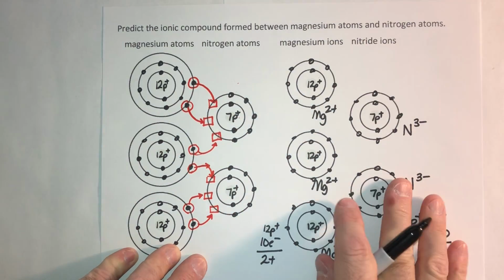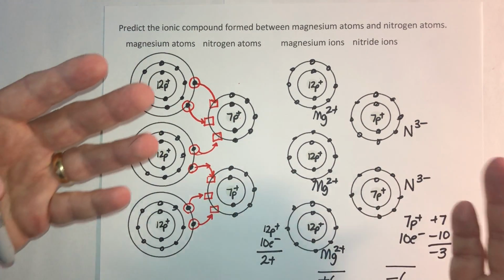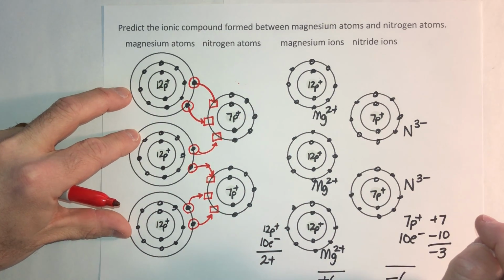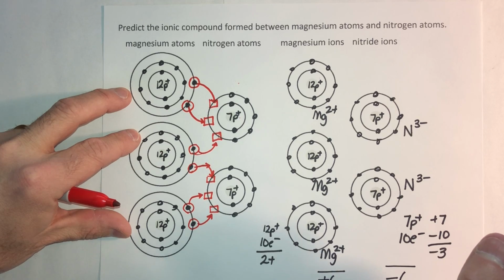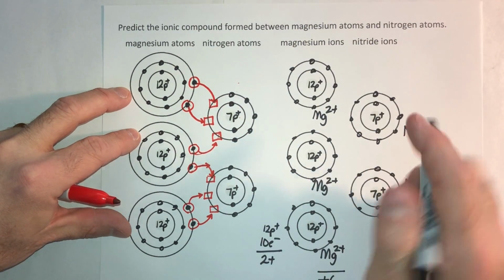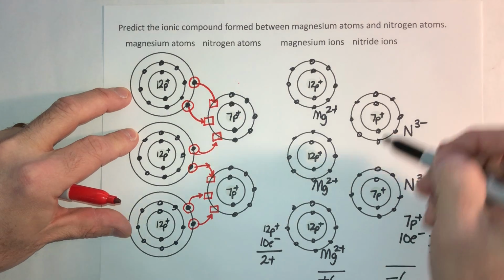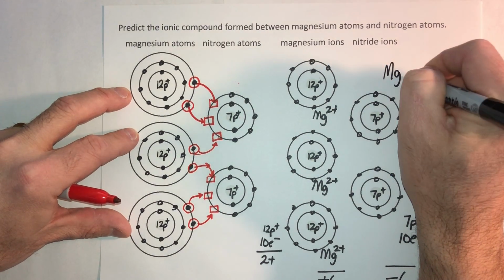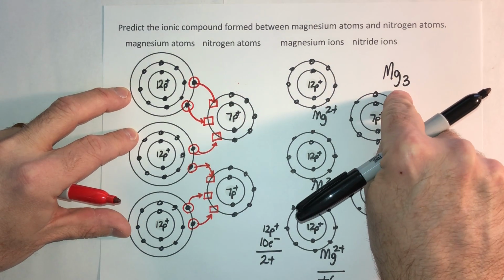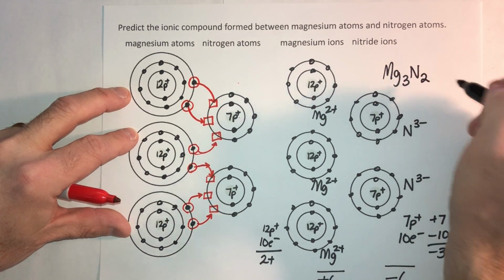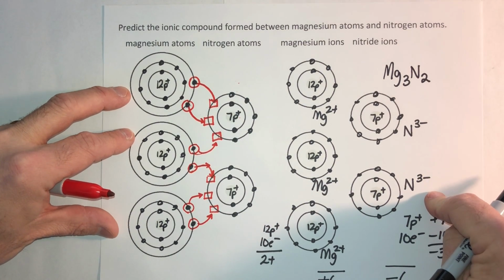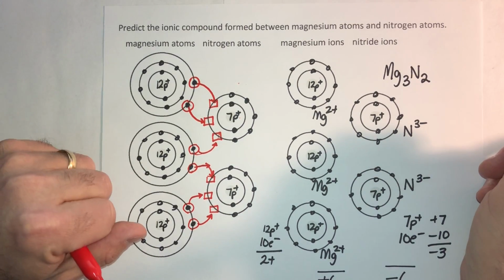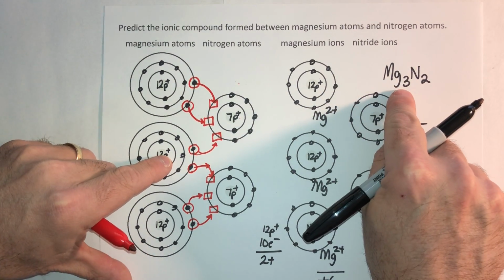Now, looking at this, it did take a lot of magnesiums and a lot of nitrogens, but every single one of them now has completely filled orbitals, completely filled rings. In order to make this whole thing happen, I needed to have 3 magnesiums and 2 nitrogens. So the formula for this would be Mg3, because there's 3 of them, N2, because there are 2 nitrogens. So if you're looking for the formula of magnesium and nitrogen coming together as an ionic compound, you're going to have Mg3N2.